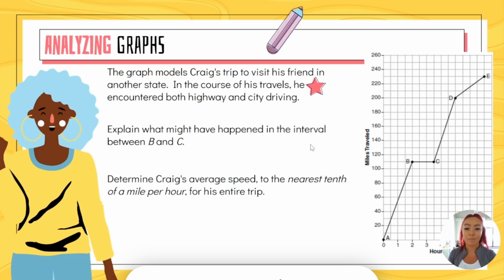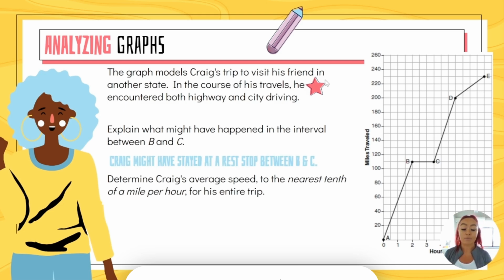So what might have happened? Craig might have stayed at a rest stop between B and C. There are various ways you can answer this question as long as it makes sense that he's staying in one place between point B and point C. He's not traveling any further in that interval.